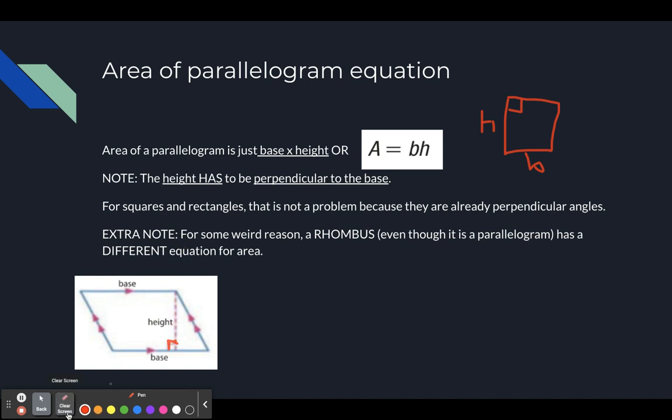And an extra note: for some weird reason, I'm still trying to find out the answer, a rhombus, even though it is a parallelogram, has a different equation for area than a parallelogram, a rectangle, and a square. Still trying to find out why, but just keep that in mind.